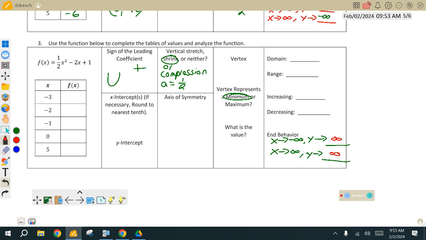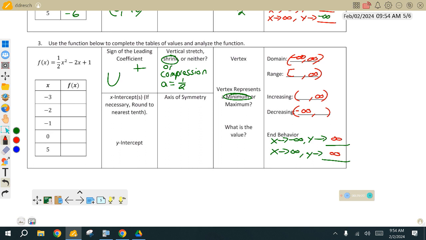Okay. I know my domain's not changed. I know my range has either what? Floor or ceiling now. Range has a floor. Yep, it's got a floor. And I know I either increase or decrease first. What am I doing first? Increasing or decreasing? I'm decreasing. I just don't know where that split happens. And then I increase. That's because of a positive lead coefficient.